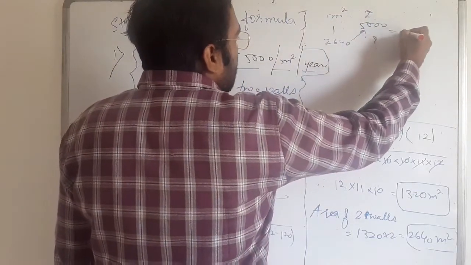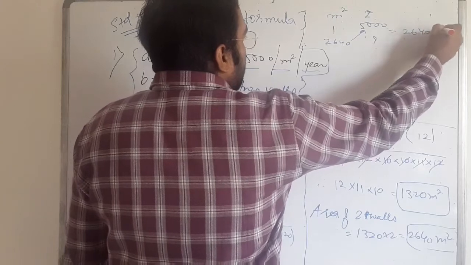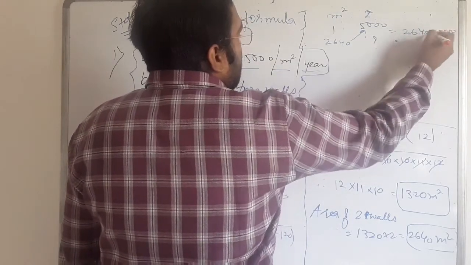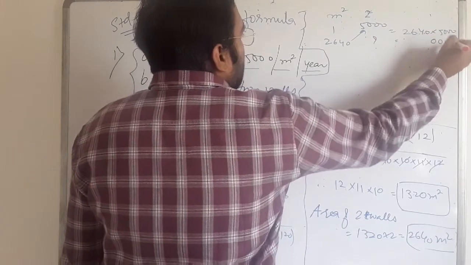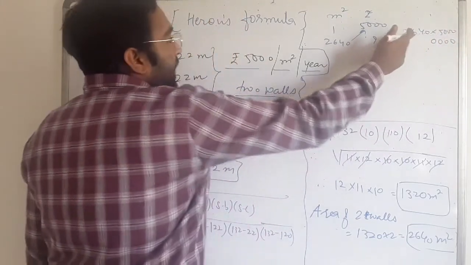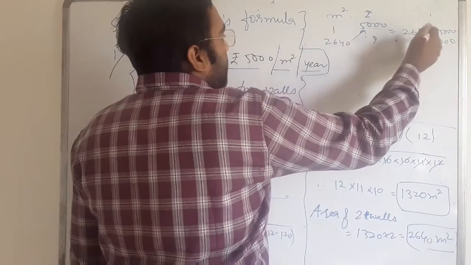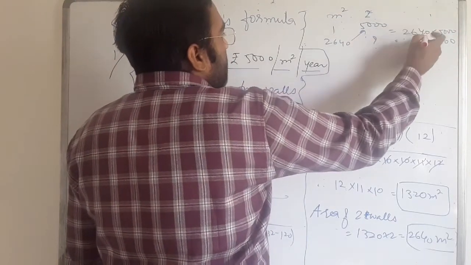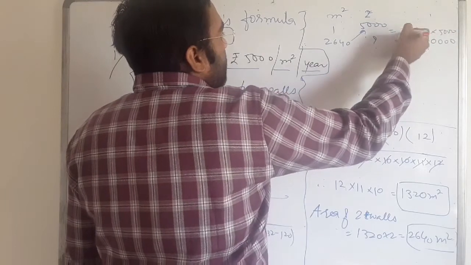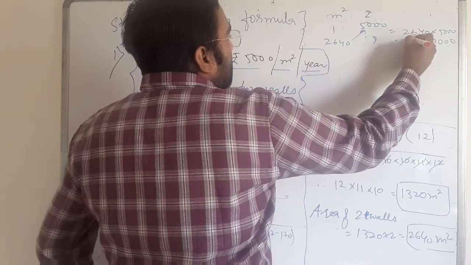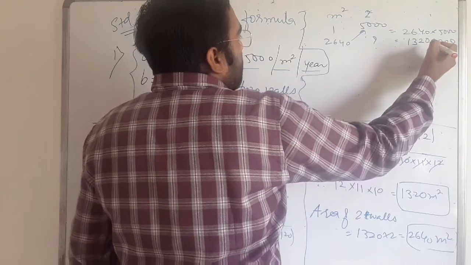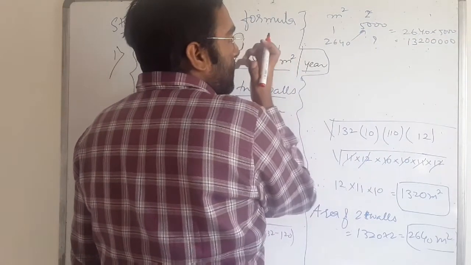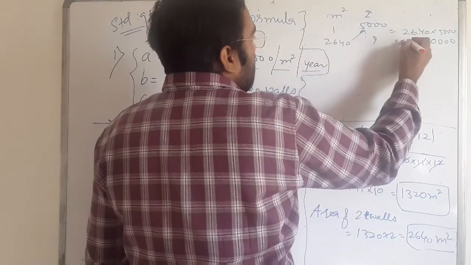So 2640 into 5000. For that there are 3 plus 1, that is 4 zeros at the end. Now 264 into 5: 5 4s are 20, 2 carry; 6 5s are 30, 30 plus 2 is 32, 3 carry; 5 2s are 10 plus 3 is 13. So 132 and 5 zeros are the rupees.